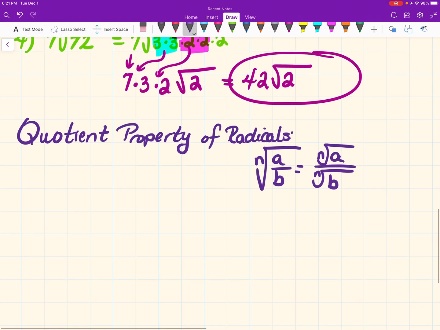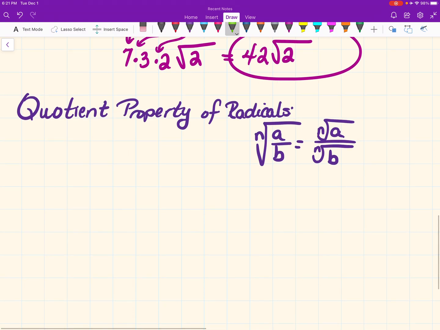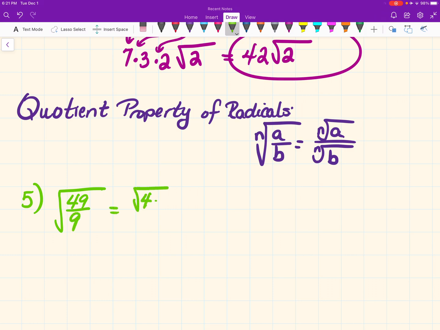So let's look at 2 simple examples. Number 5. Not that they're difficult, they're just a little bit simpler than what we'll do in a minute, is square root of 49 over 9. So we could split this up and do the square root of 49 over the square root of 9. Well, the square root of 49 is 7, and the square root of 9 is 3, so that just simplifies to 7/3.